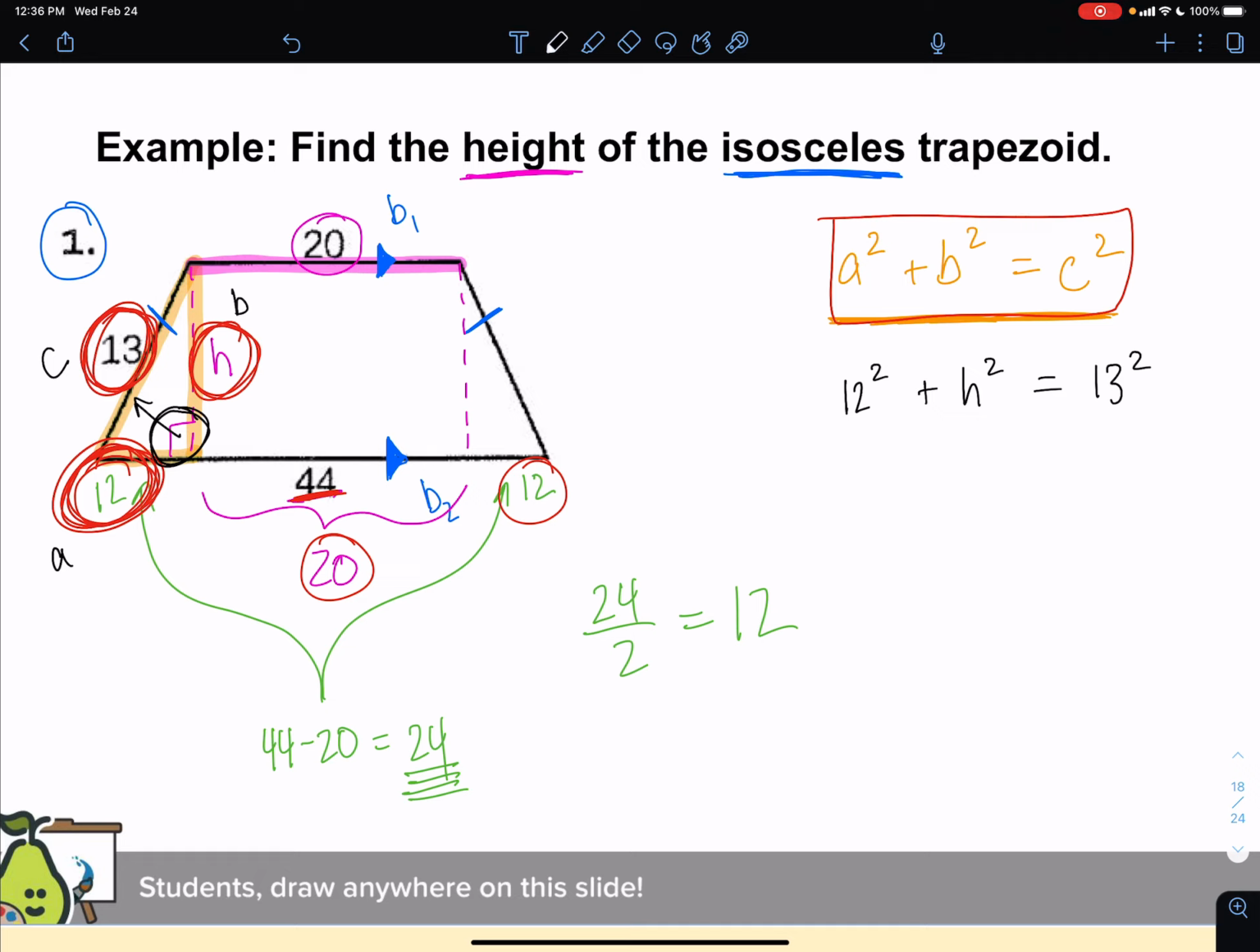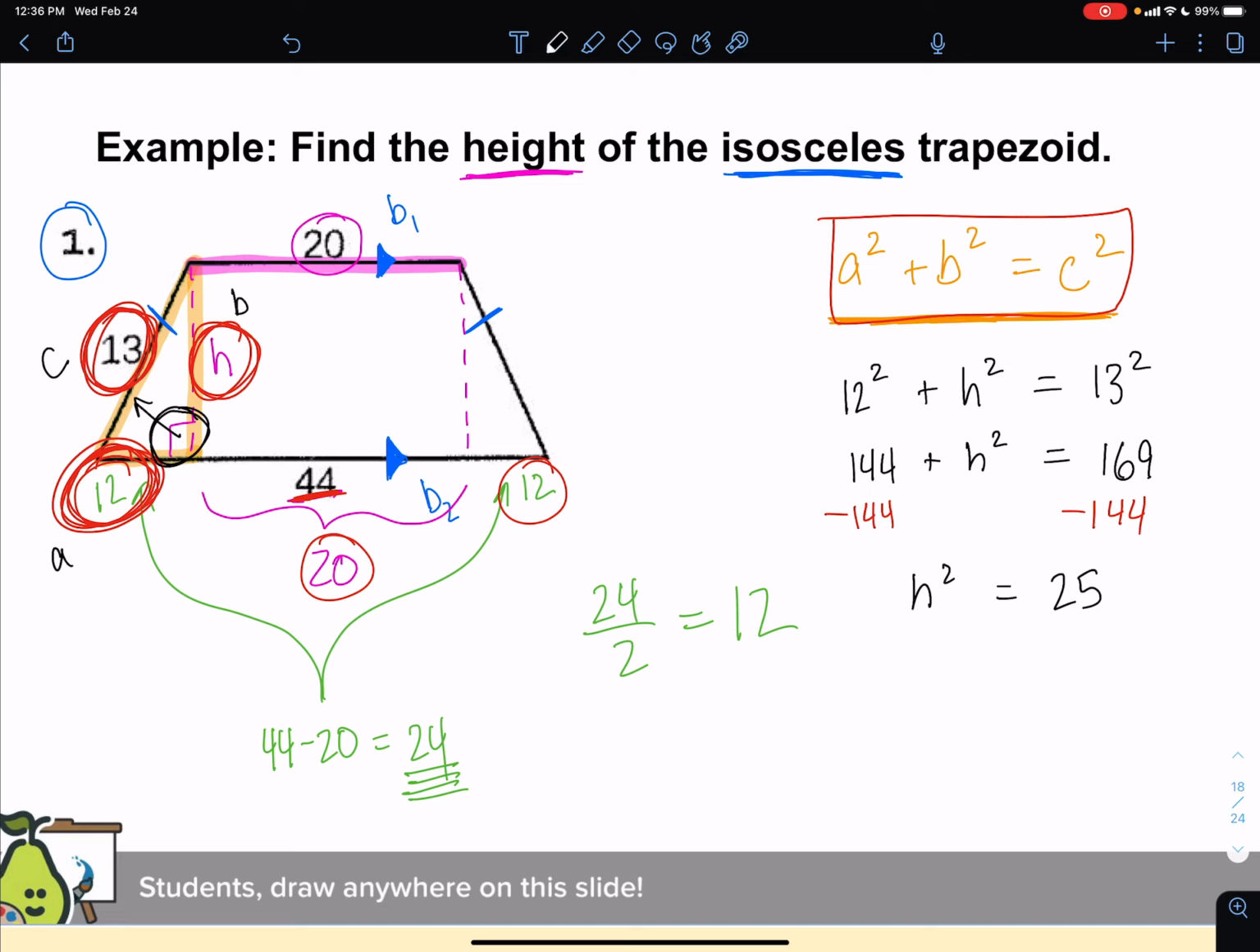And so let's start by squaring everything. Remember, squaring is like multiplying by itself. So 12 times 12 is 144. H squared just stays as H squared for now. And then 13 times 13 is 169. Now, we want to get H squared by itself. Right now, it's being added with 144. And so let's subtract 144 from both sides to get H squared by itself. So that'll tell us that H squared equals 169 minus 144, which is 25.